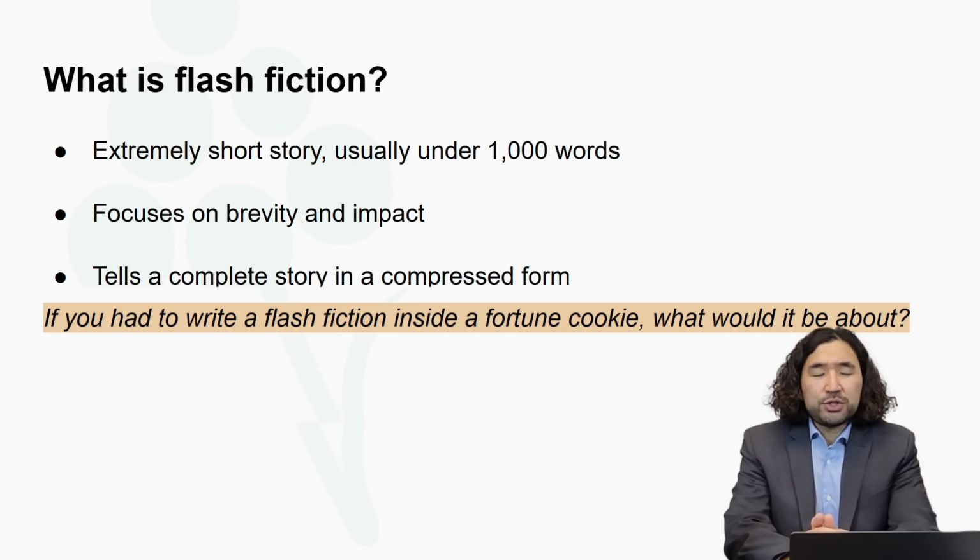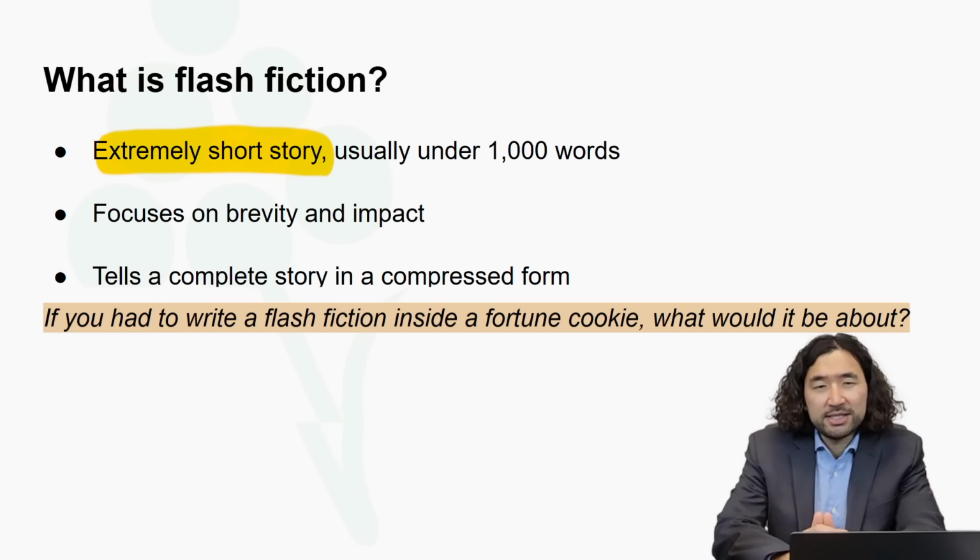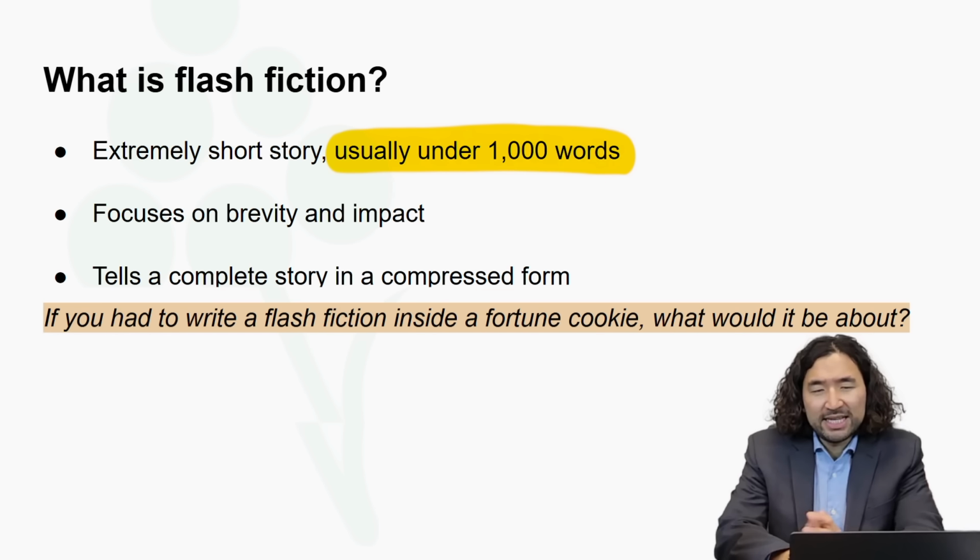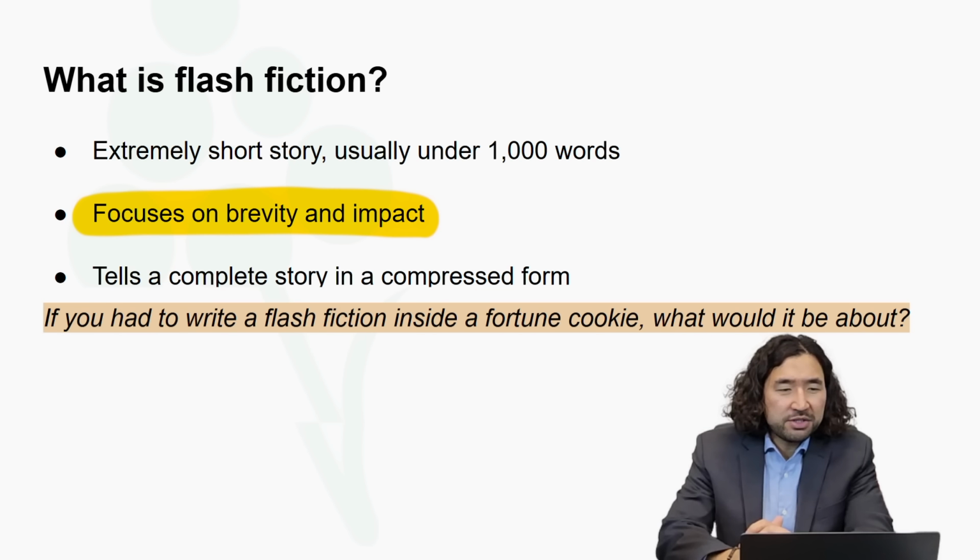What is flash fiction? It's an extremely short essay or story, usually less than 1,000 words. If you think about a novel or long fiction, flash fiction is unlike that. It's much shorter, 1,000 words or less. Flash fiction focuses on brevity and impact. Very concise, but also very impactful. Those are the two core traits for flash fiction.